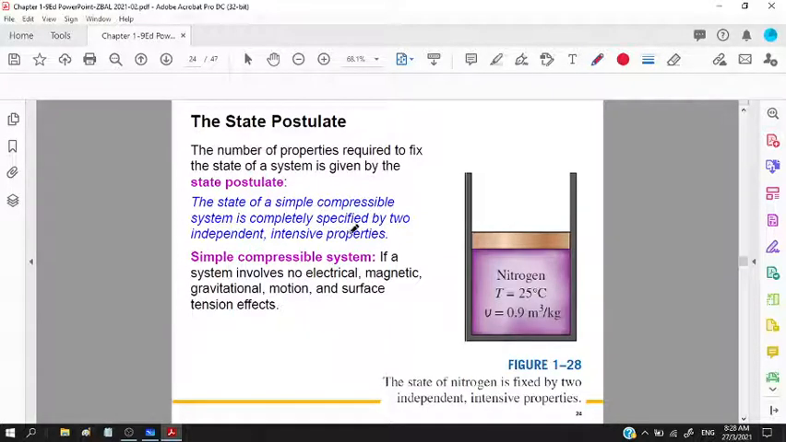Alright, so now we go to the state postulate. What is the state postulate? The state postulate is the statement that the state of a simple compressible system is completely specified by two independent intensive properties. Very important statement, whereby we are trying to look at the state of a compressible system. So what is a compressible system?